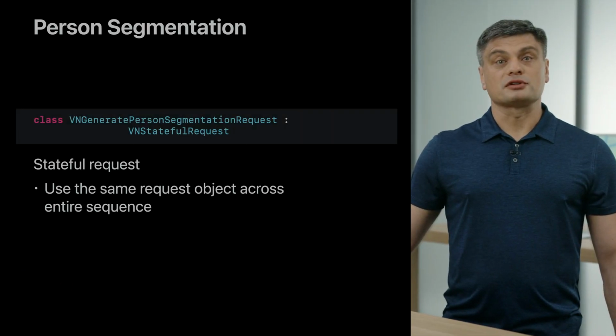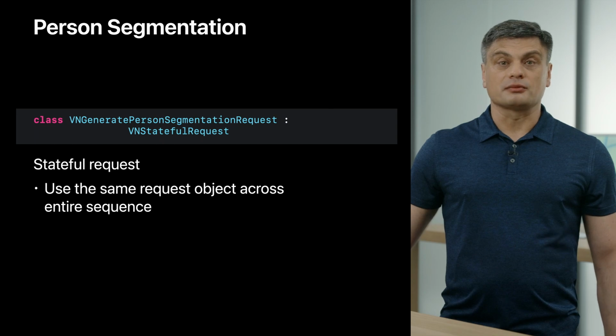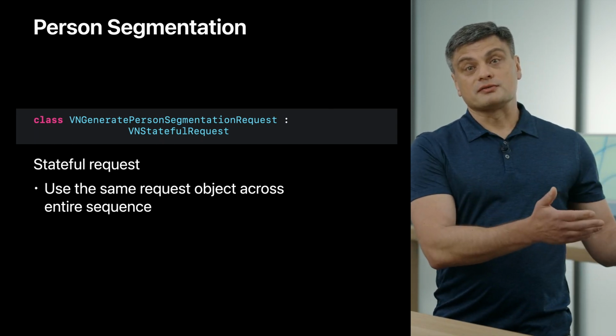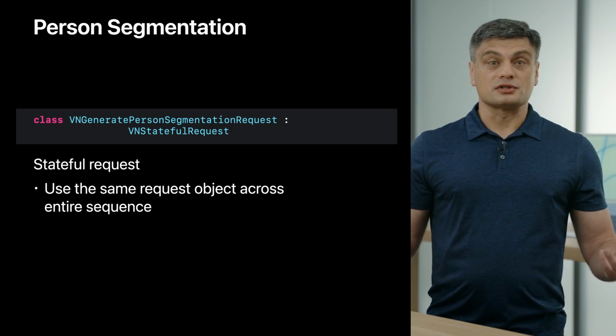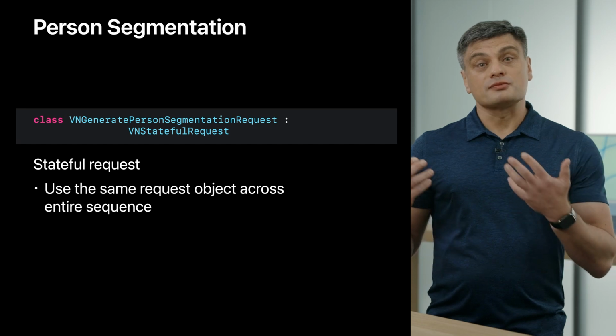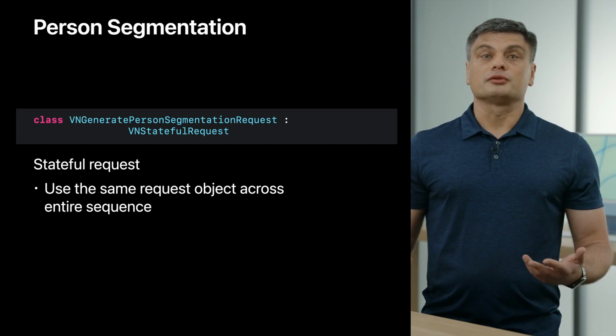Vision API for person segmentation is implemented by means of generate person segmentation request. This is a stateful request. As opposed to traditional requests in Vision Framework, the stateful request objects are reused throughout the entire sequence of frames. In our particular case, reusing request object helps with smoothing temporal changes between the frames in fast quality level mode.